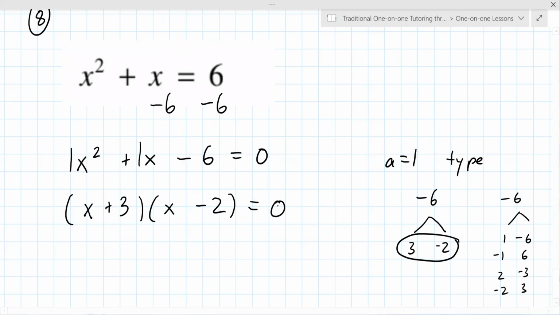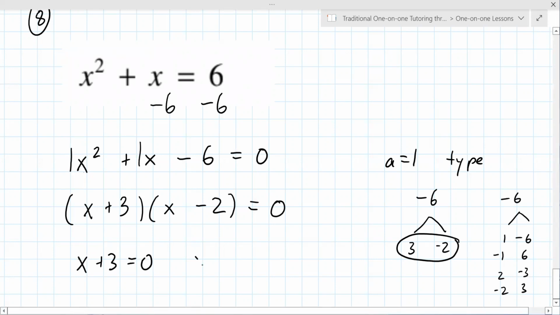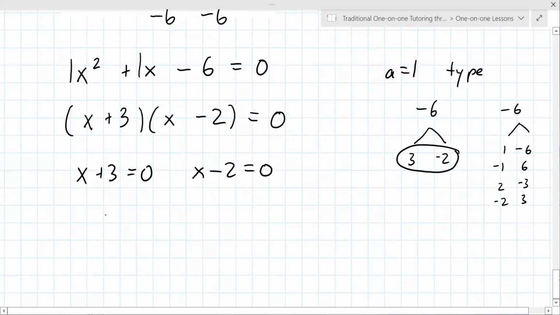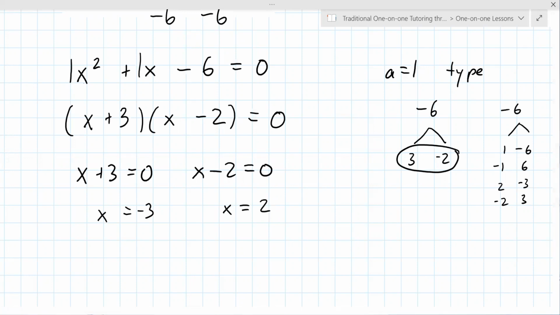Any idea what to do from here? You set both equations equal to 0. Yeah, both factors get set equal to 0. And then you solve each of them individually.